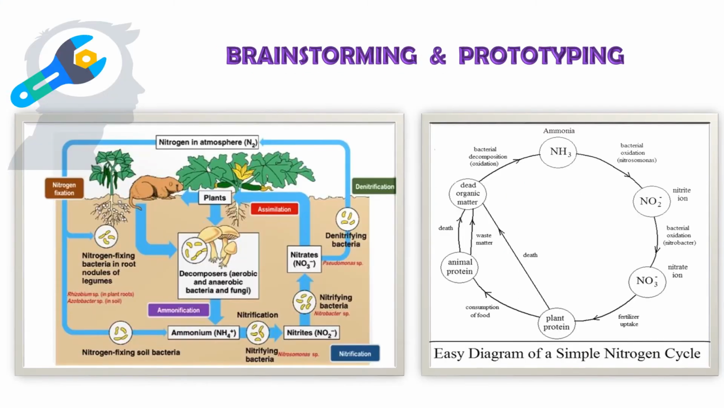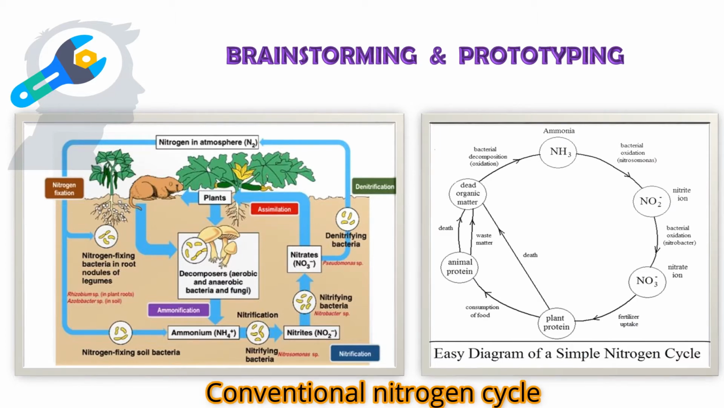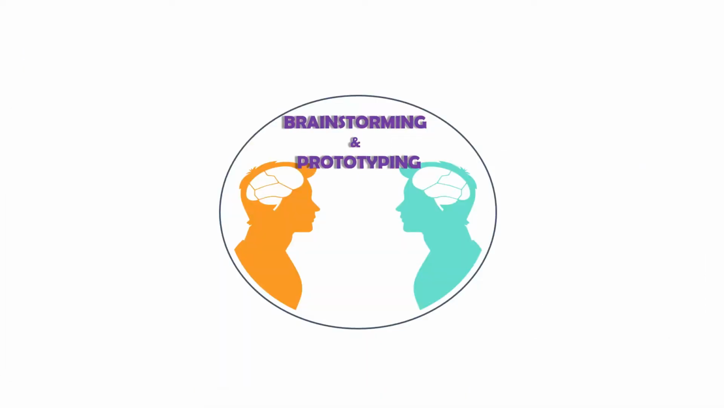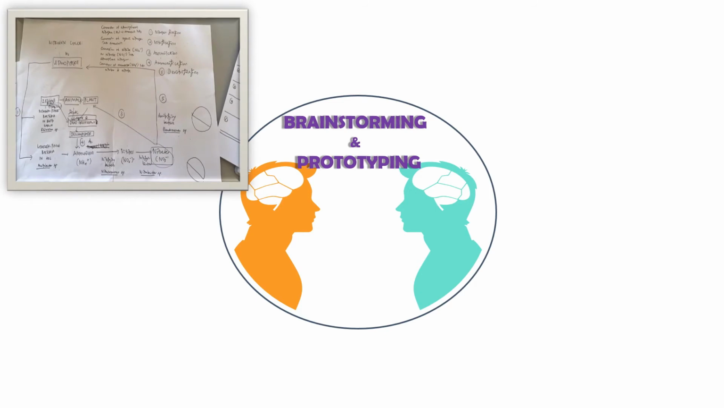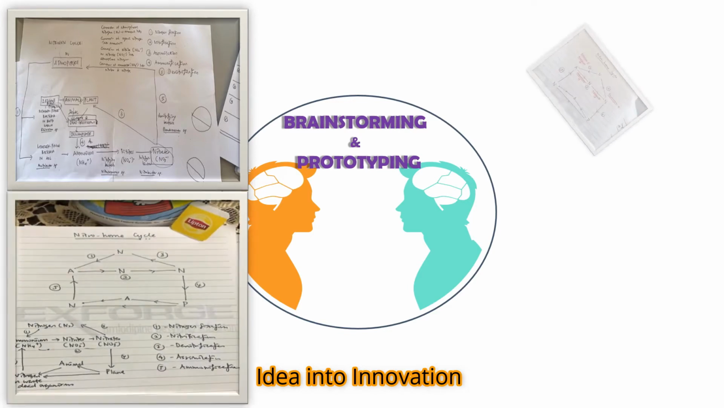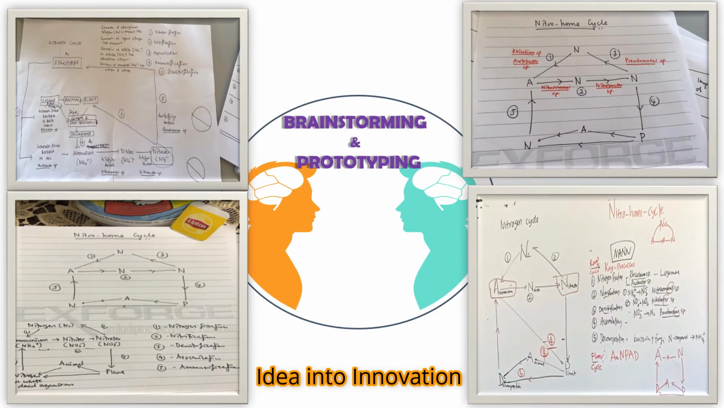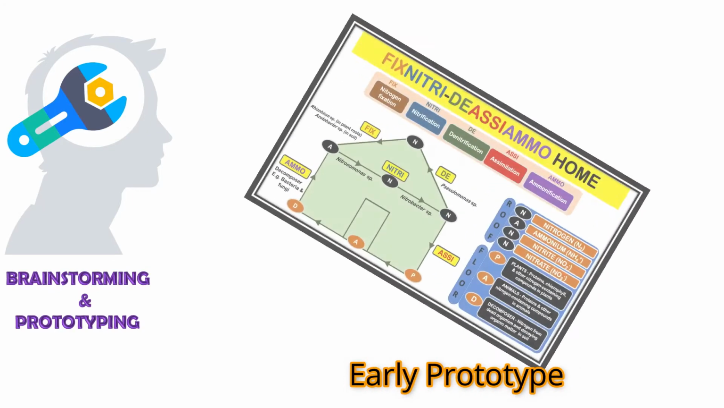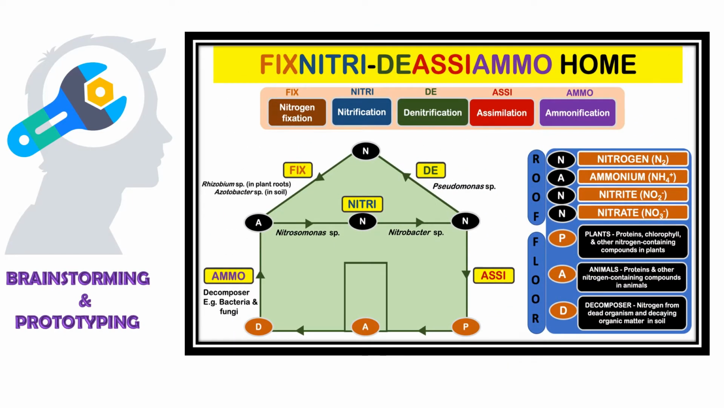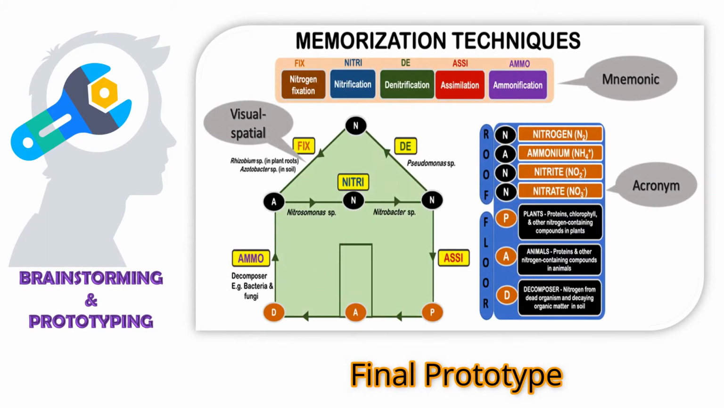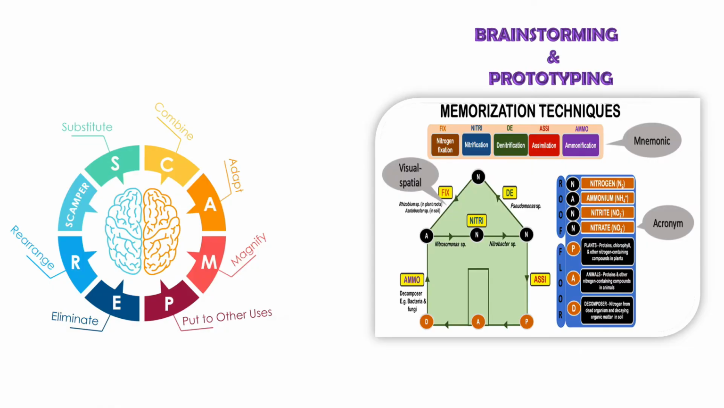We would like to share some of the crucial processes on how we fabricate an idea into an innovation. Here are examples of the conventional nitrogen cycle that can be found on the internet or in books. We want to convert them into a form that is easy to imagine and to memorize. Then we came up with the idea FixNitri DeAssiAmmo Home. The underlying teaching principle in this innovation is a Memorization Technique that combines mnemonic, acronym, and visual spatial.